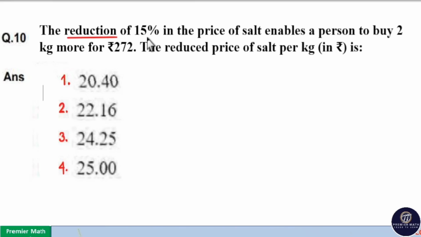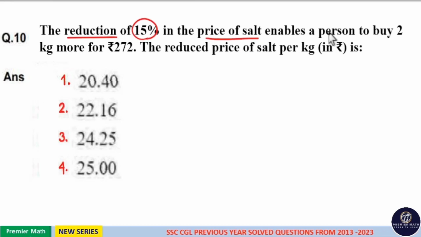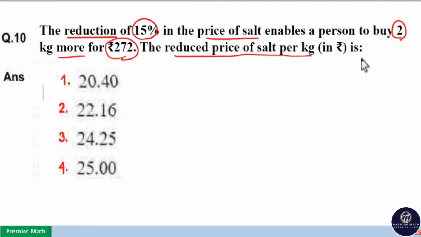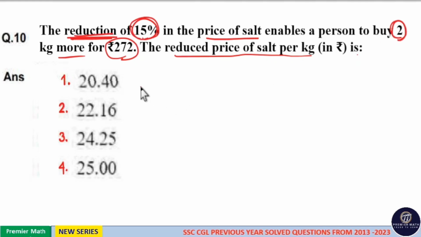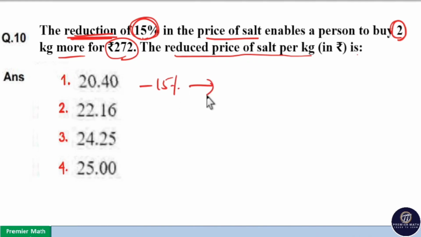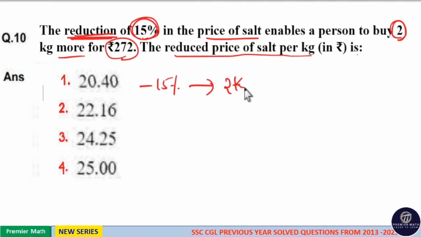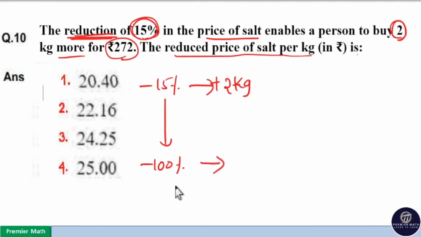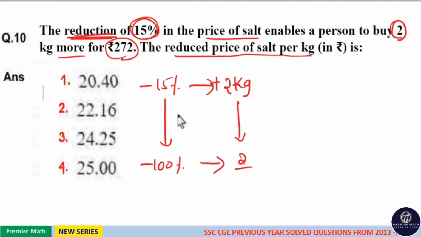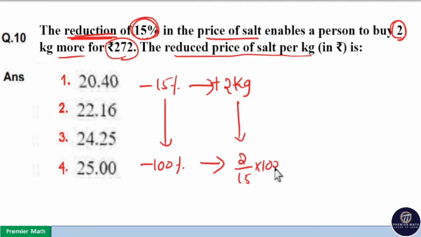The reduction of 15% in the price of salt enables a person to buy 2 kg more for rupees 272. The reduced price of salt per kilogram is. Here, this reduction of 15% leads to 2 kg additional quantity. Now, if I take it to 100%, that is 100% reduction leads to 2 by 15 into 100 quantity.